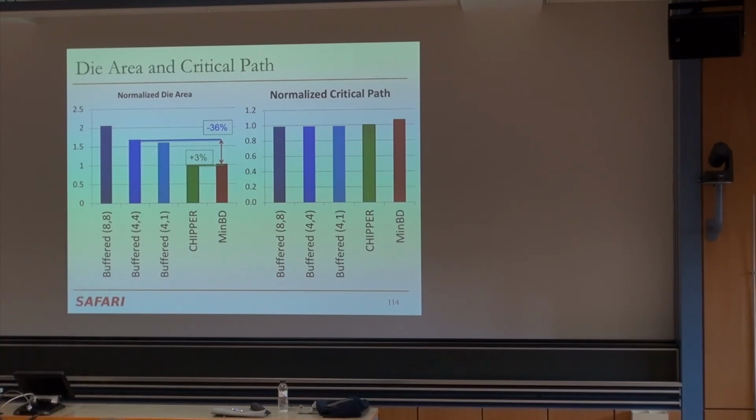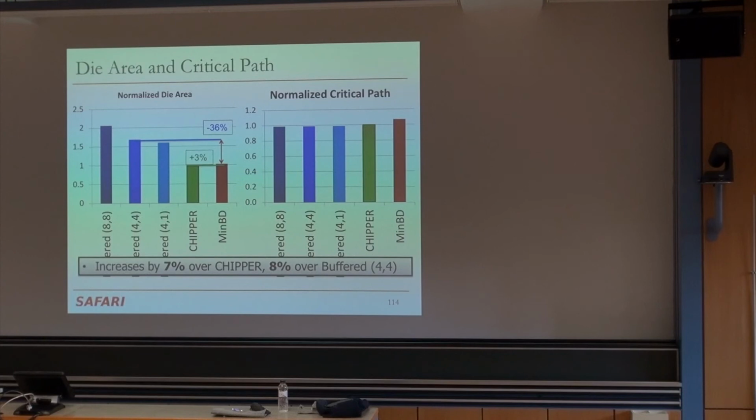And this is the normalized critical path. So the critical path of MIMBD is actually slightly higher than chipper. I think it can be optimized even better. Maybe we didn't optimize it really well. It's 7%. So it's within the optimization range, basically.